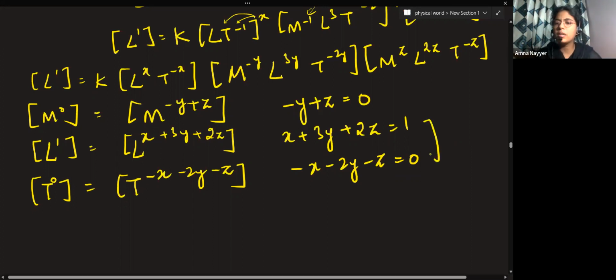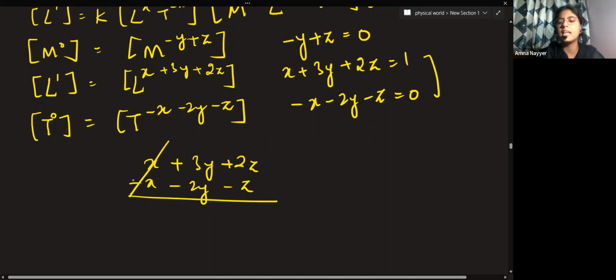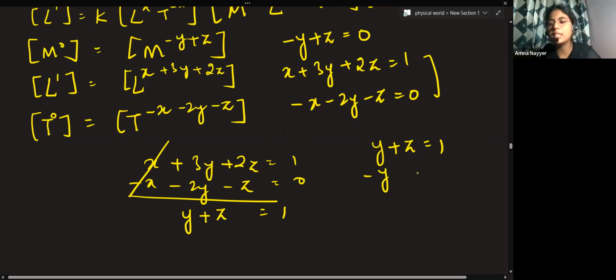So let's add these 2 equations and try. If you add both these equations, it will be what? X plus 3y plus 2z. Here you have minus x minus 2y minus z. If you add them, x gets eliminated. This becomes 3y minus 2y. This becomes y. 2z minus z. This becomes plus z. And the sum is what? This becomes equal to 1. So now you have the reduced form. What are your equations now? Y plus z is equal to 1, and the other equation, this was minus y plus z is equal to 0.